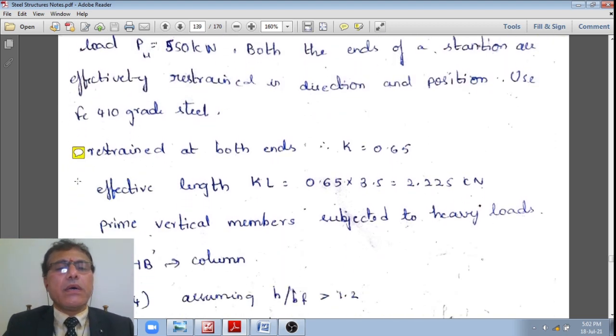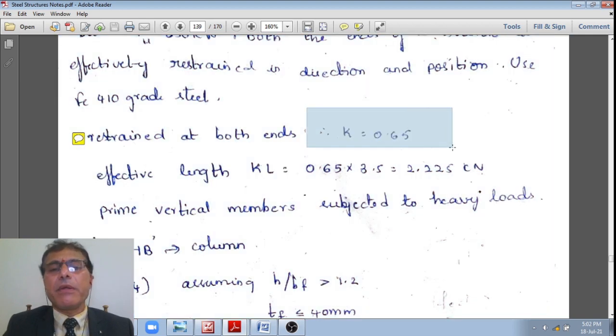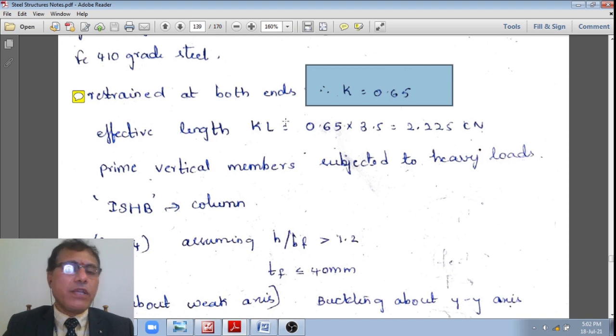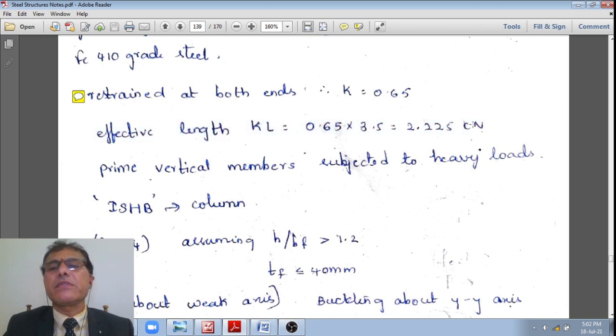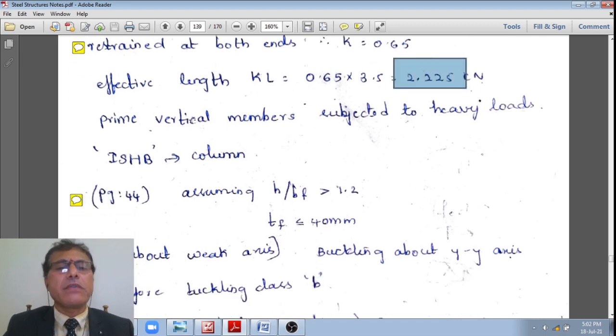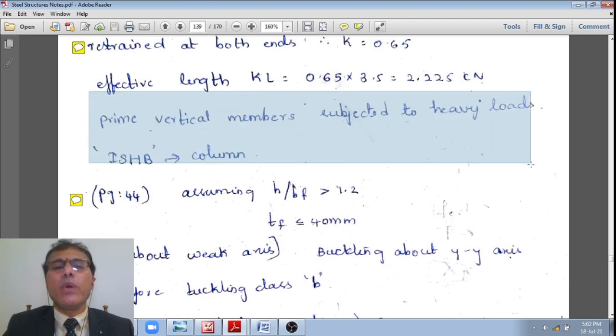Even in the previous case, the same end restraints were there. Therefore, from IS 800 2007, table 11, page number 45, as already seen in the previous problem, the effective length factor K is 0.65. Therefore, the effective length is equal to 0.65 multiplied by 3.5. In the previous problem also, it was the same length. Therefore, 2.225 meters, not kilonewtons, or 2225 mm as appropriate.